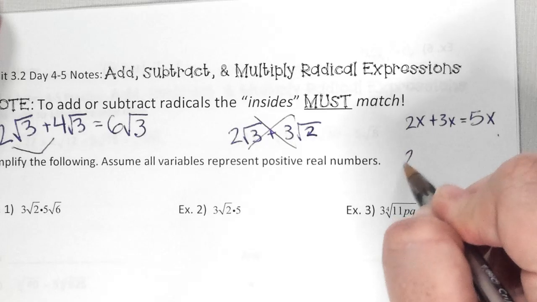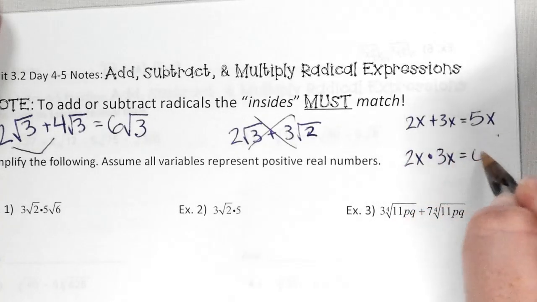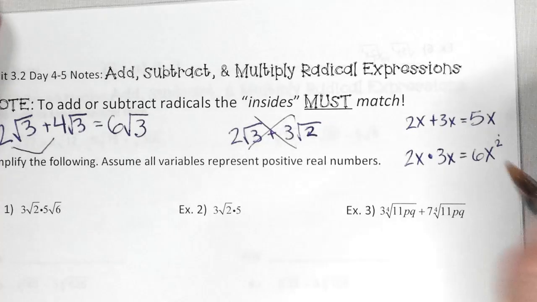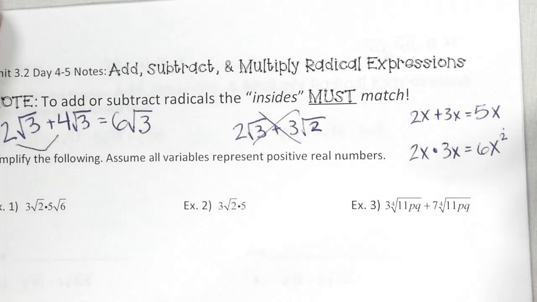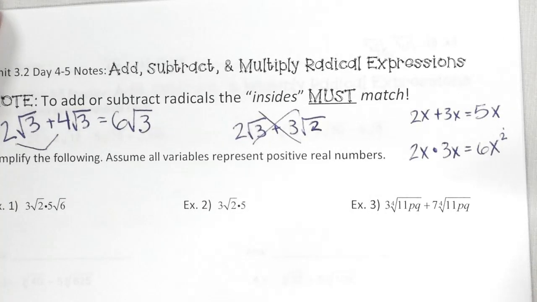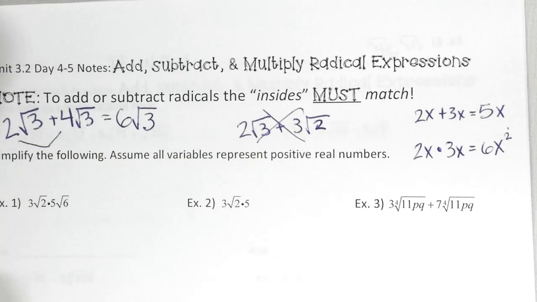So what if I did 2x times 3x? Okay, that's 6x squared. So did the x change? Yes, so when you multiply, they can change. Same concept with radicals. When you add or subtract, the radical does not change. Yes? But when you multiply, it does. Okay? So let's get into it.